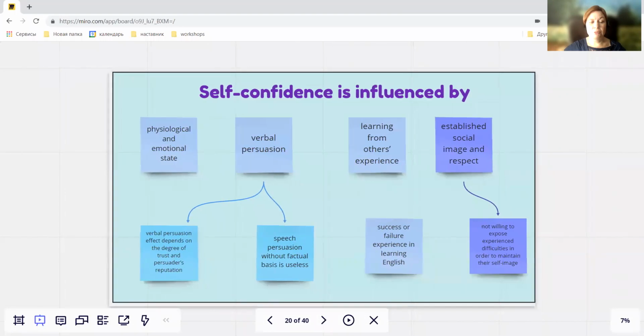Self-confidence is influenced by 4 factors. Before I continue, please pause the video and study the information in the slide critically.